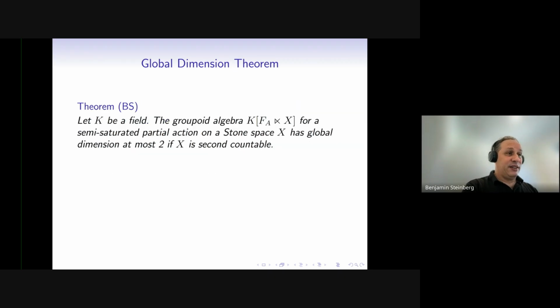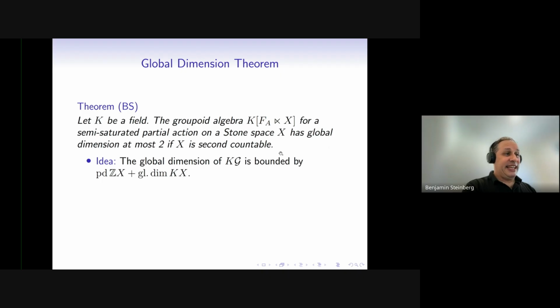Okay, so the theorem that I was able to prove is that if K is a field, then the groupoid algebra of this partial transformation groupoid for a semisaturated partial action of a free group on a compact disconnected space, which is second countable, has global dimension at most 2. I would really like to get 1, because that's what happens for graph groupoids. But the proof seems to make 2, and I have not been able to get around it.